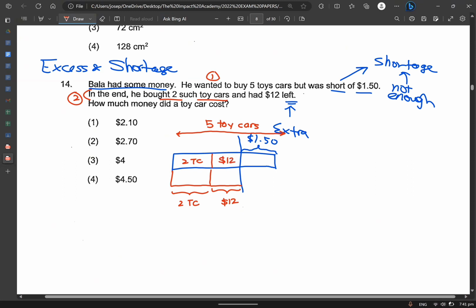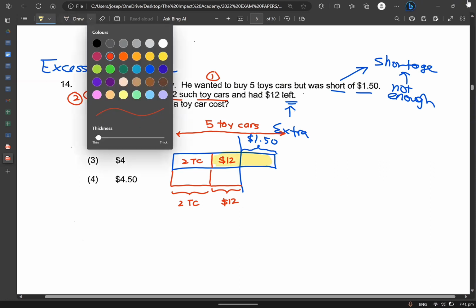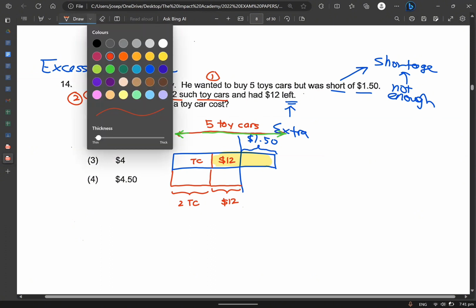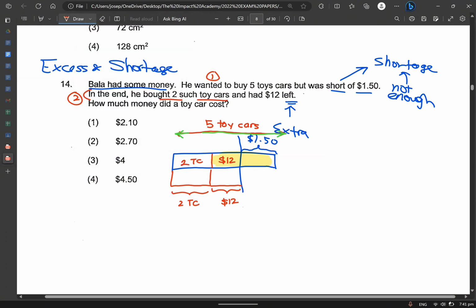Can you see something right now? What can you see? Very good. Whatever there is over here is actually 3 toy cars. How do you know that? Because the whole thing is 5 toy cars. So when I remove this, I don't want to show that it's removed now, but I just want to show you what happens. What do I have over here? I have 3 toy cars, correct or not?